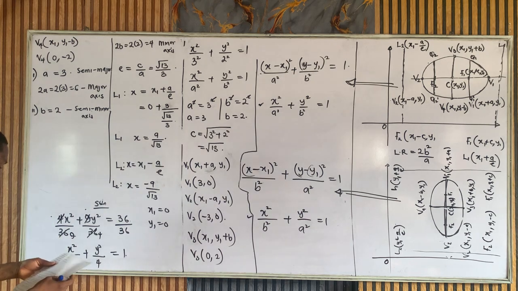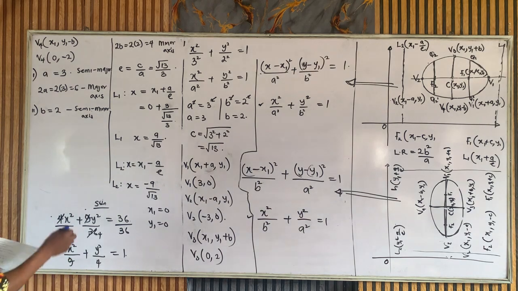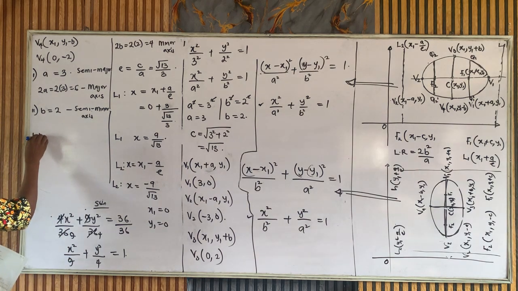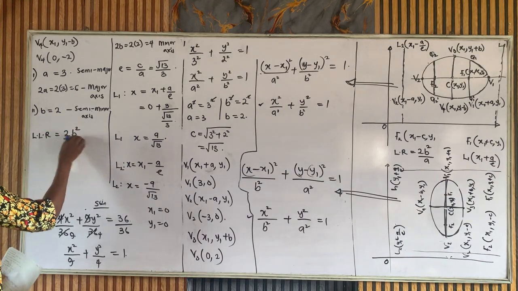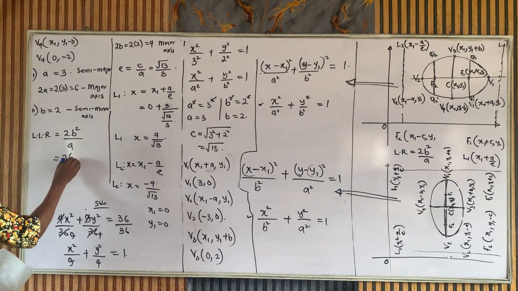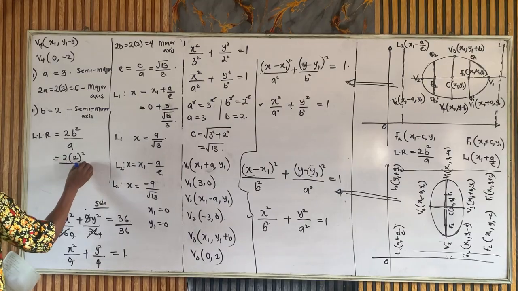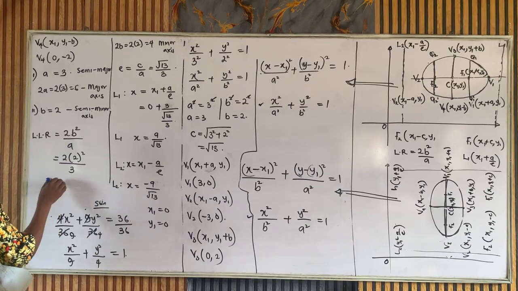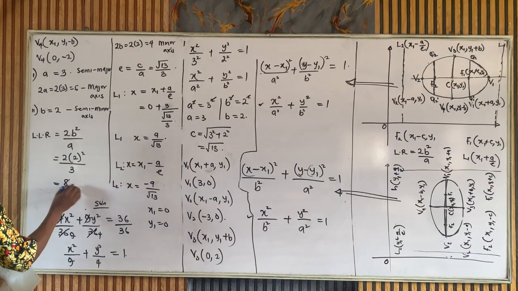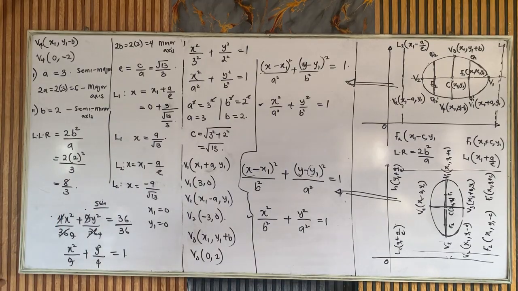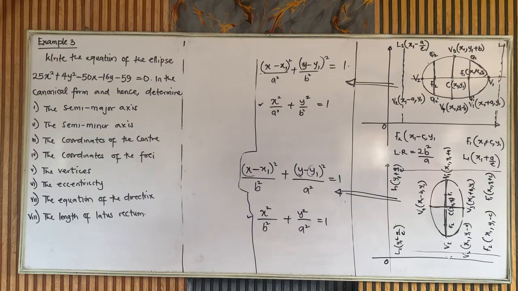And I think the last thing we are asked here is the length of the latus rectum. Our length of the latus rectum is 2b squared over a. And that's 2 into b, which is 2 squared, over a, and that is 3. This will give us 2 squared is 4, times 2, 8. 8 over 3. So that's all for this ellipse.